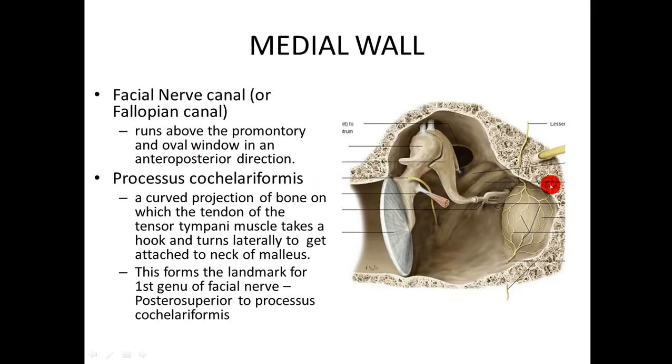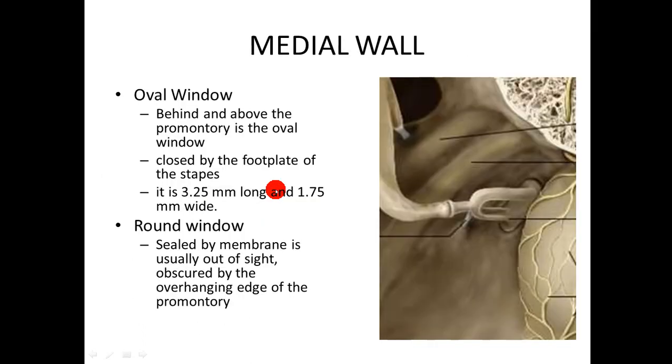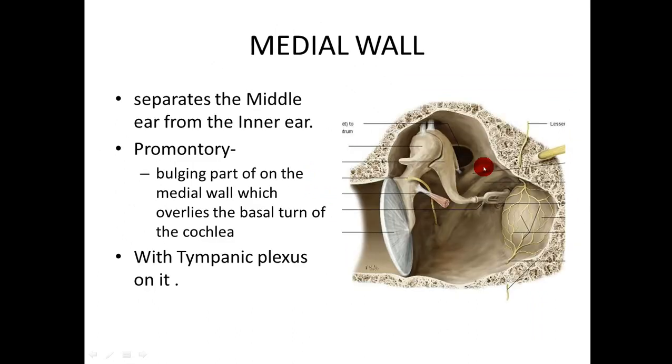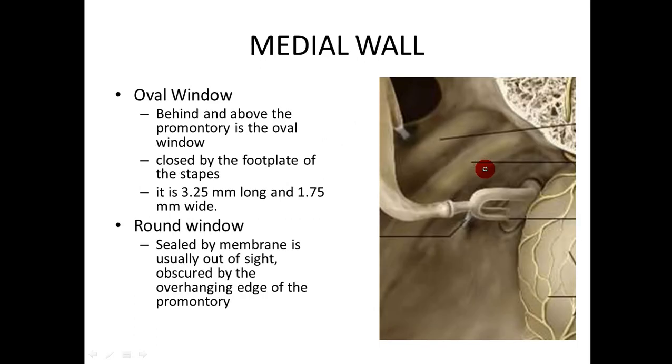And there is a facial canal on the medial wall, through which the facial nerve is passing onto the posterior wall. Then of the processes, I have told you of the cochleariformis, which is a hook. Here I'll show you, this is the hook which is extending onto the medial wall, where it is hooked by the tensor tympani muscle.